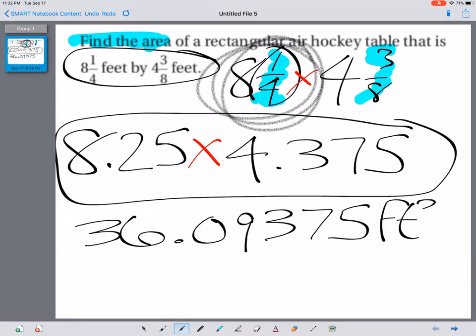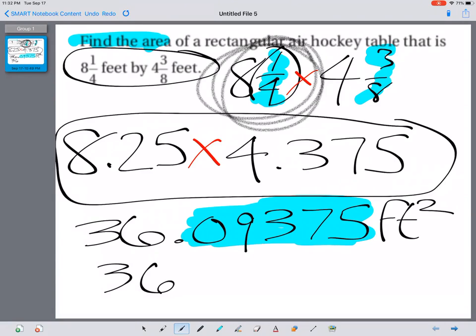And that's feet squared. Now, sometimes your teacher might say, well, I want this in fractional form. 36.09375. Well, that would simply be this: 36 and 3/32.